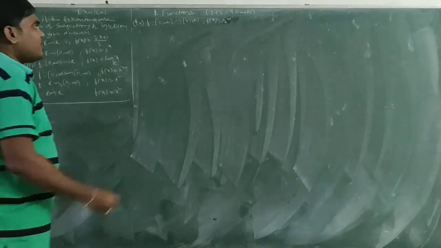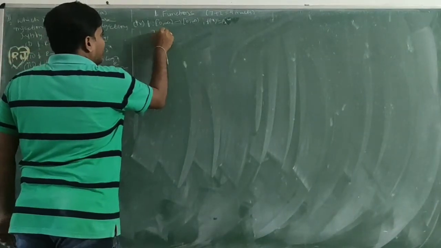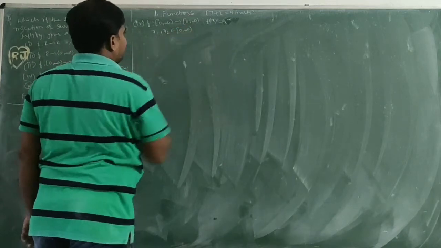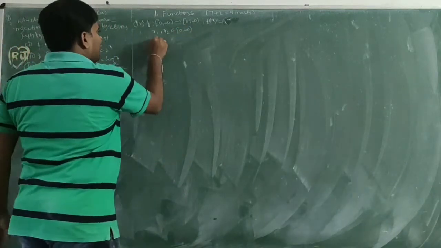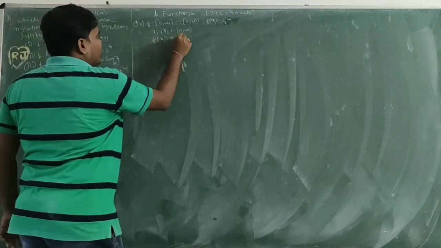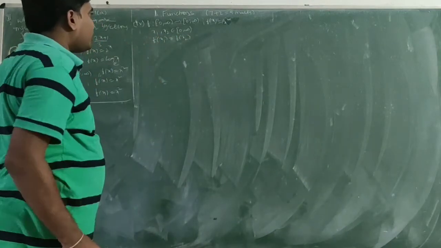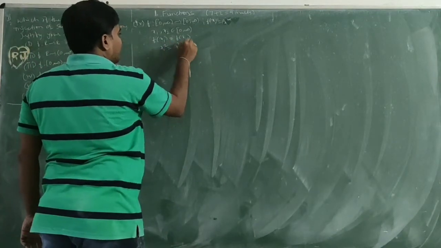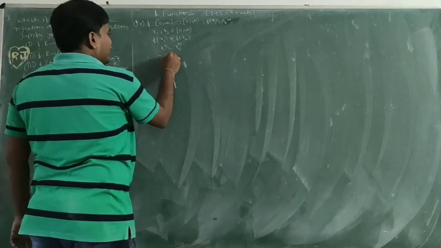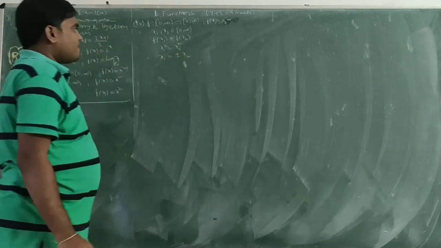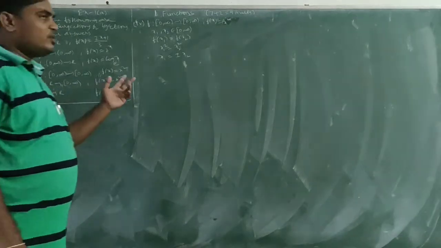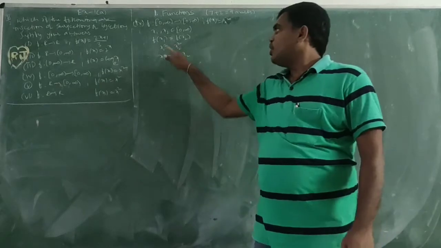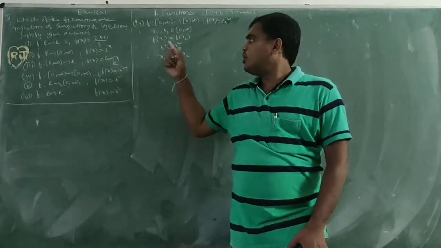So we must take two elements, x1 comma x2 belong to the domain 0 to infinity, and f of x1 equal to f of x2. So x1 square equal to x2 square, so x1 equal to plus or minus x2. Square of 4 is 16, square of minus 4 is also 16. So x1 equal to x2 or x1 equal to minus x2.